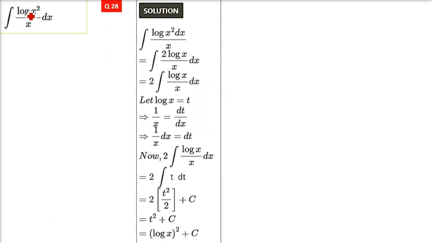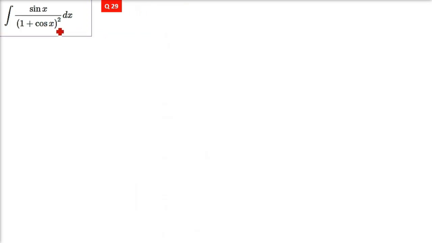The only thing is the log property has to be taken care of. Just the 2 has to be brought in front: sin x by (1 plus cos x) whole square. So this 1 plus cos x will directly give us the sin x. So there is no problem as such in this question.